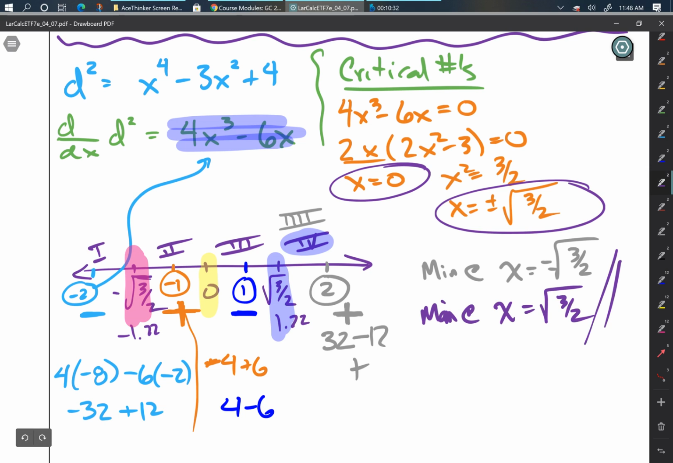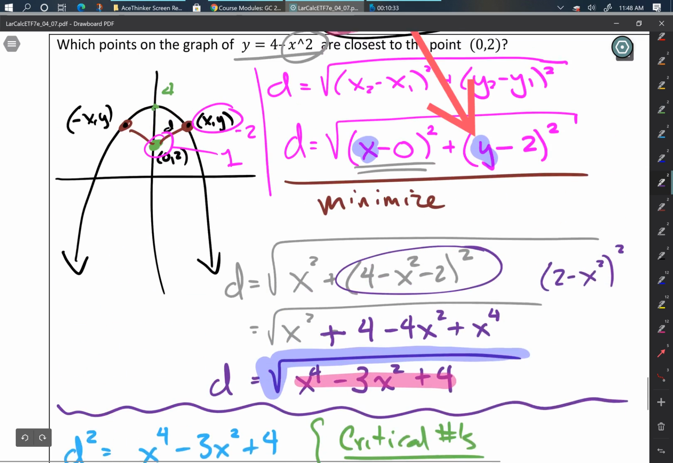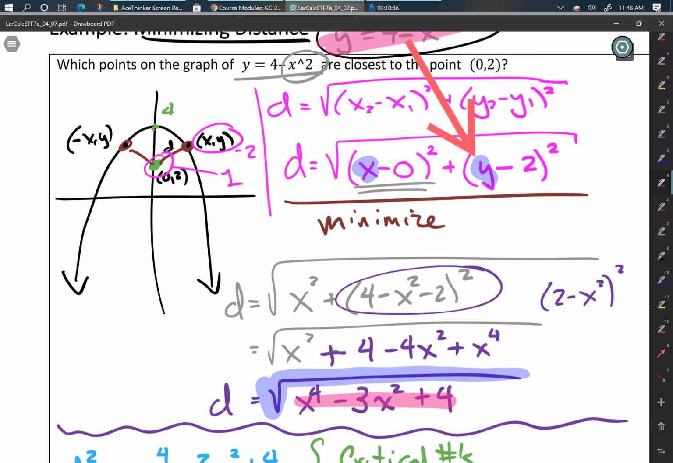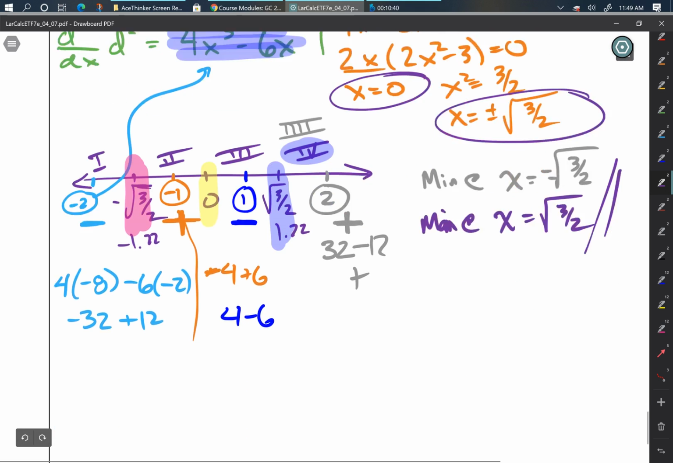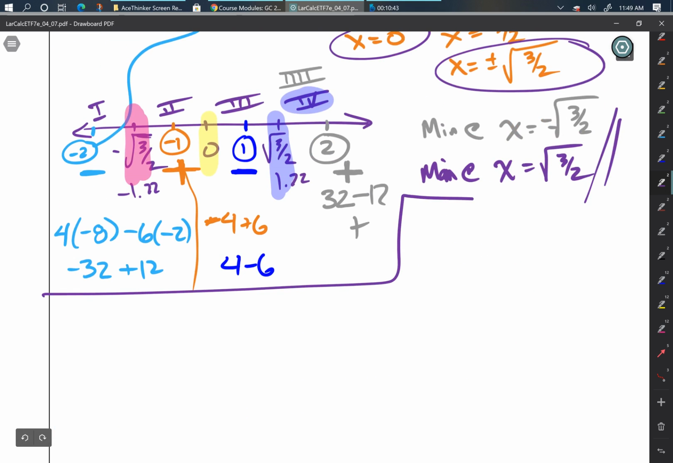Now this isn't a bad thing. It's exactly what we expected, or what I expected when I looked at this. Because of symmetry, I would expect there to be 2 points where the derivative would give us critical numbers that were minimums. And so the last thing to do is to wrap it up and make it look pretty.